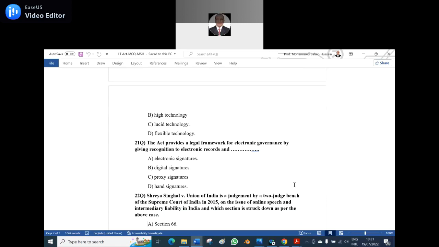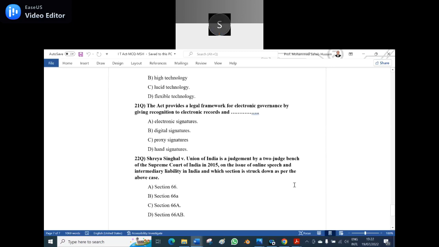Yes, sir. The 21st question. The Act provides a legal framework for electronic governance by giving recognition to electronic records and dash. A. Electronic signature. B. Digital signature. C. Proxy signature. D. Hand signature. Digital signature, sir. It is a digital signature only.